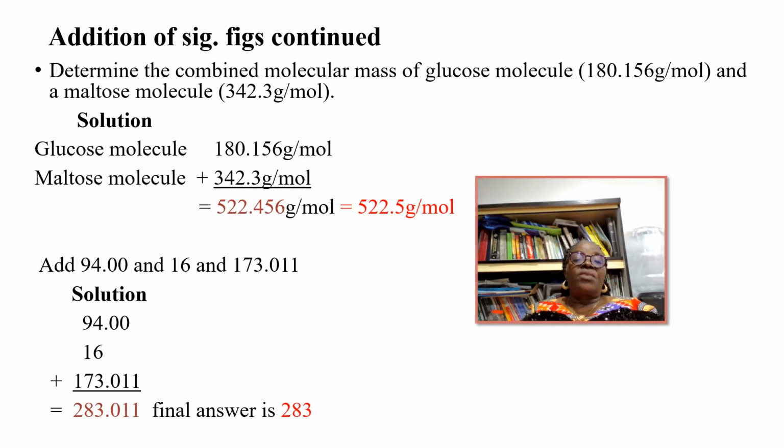Addition of significant figures continues. We are told to determine the combined molecular mass of a glucose molecule, 180.156 gram per mole, and a maltose molecule, 342.3 gram per mole. For the glucose molecule, 180.156 gram per mole, it has 6 significant figures and 3 places of decimal. And the maltose molecule, 342.3 grams per mole, has 4 significant figures and 1 place of decimal.